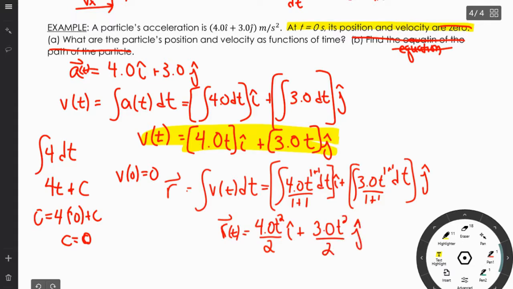Okay, and you just simplify. If I plug in 0 for my initial conditions, I'm not going to have any values there. The only difference is if your position was at, say, 4, then you'd have a plus 4 running around here. So to simplify this, it'd be 2.0 t squared i hat plus 3 halves t squared j hat. So that would be my position vector.